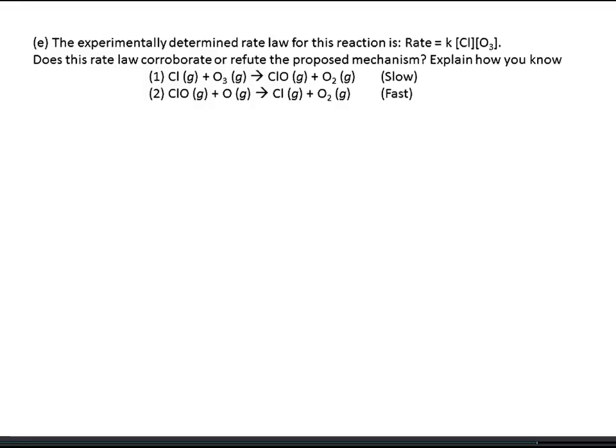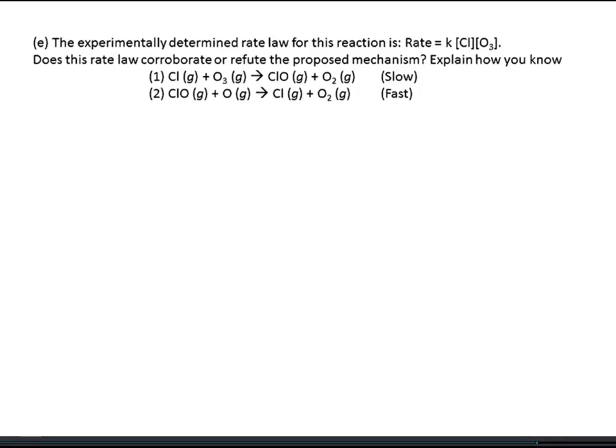If we move on, part E, the experimentally determined rate law is given here. That would be one that you would go in the lab and figure out. It is first order in chlorine atom and first order in ozone. And the question is, does that rate law corroborate or refute the proposed mechanism that was provided? And you explain how you know.